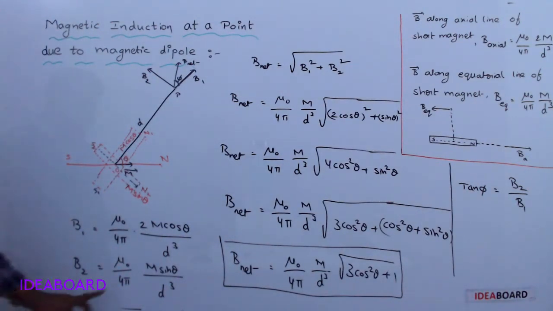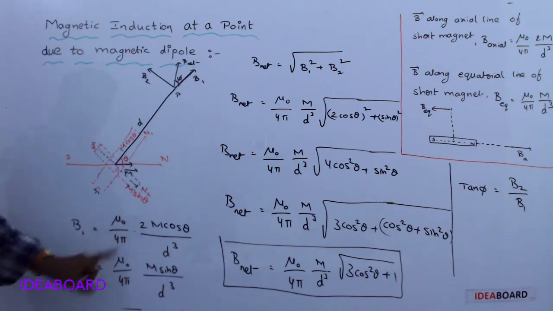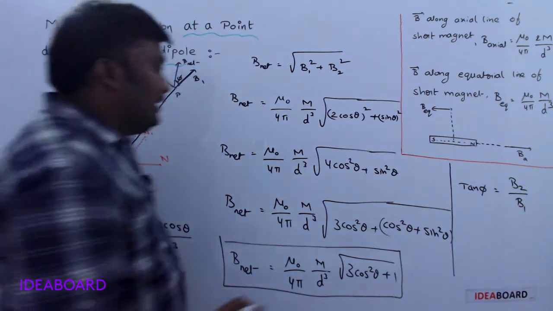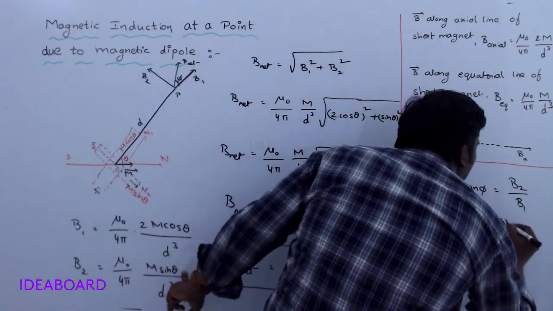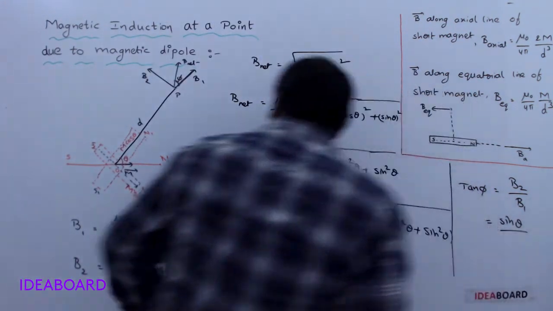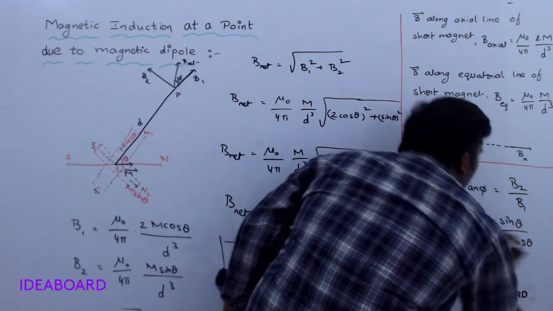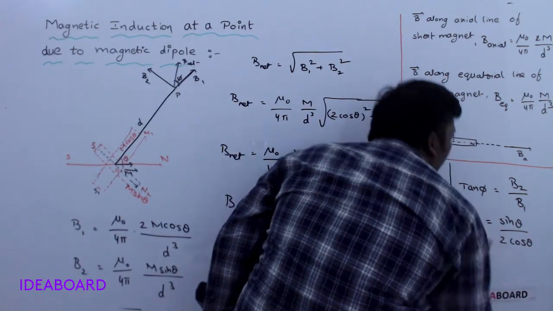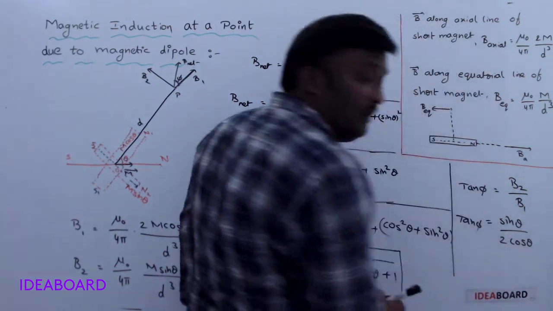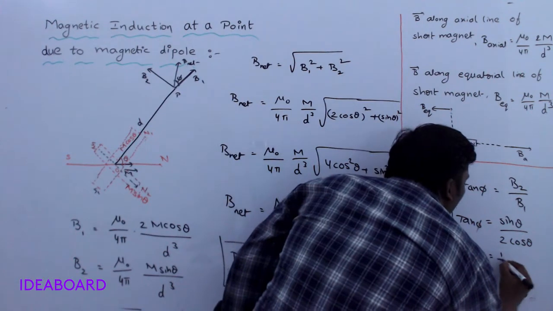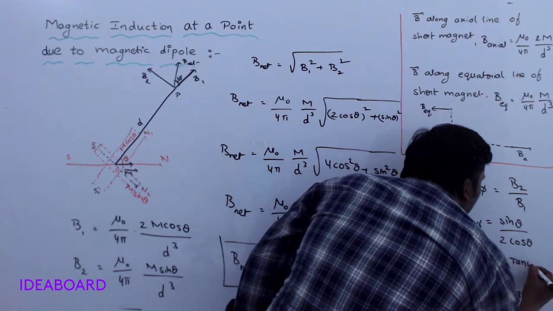So tan phi is B2 by B1. Mu naught by 4 pi cancels, m by d cube cancels. So here sin theta is balanced by 2 cos theta. And we know sin theta by cos theta is tan theta. So the tan phi formula is 1 by 2 into tan theta.